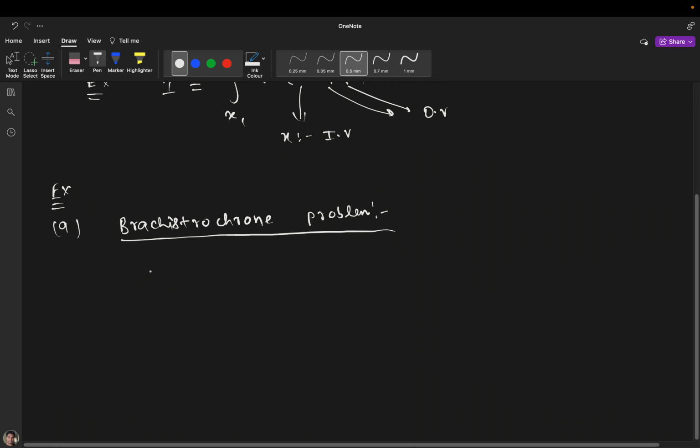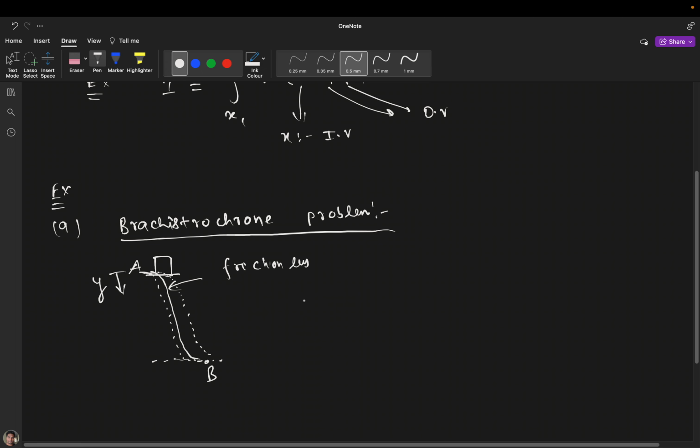Actually, in this we need to know the optimum path. We don't know the optimum path; that we have to determine, such that if a block is dropped on this frictionless surface, it takes minimum time to reach from this point to this point. We will measure y in the downward direction.